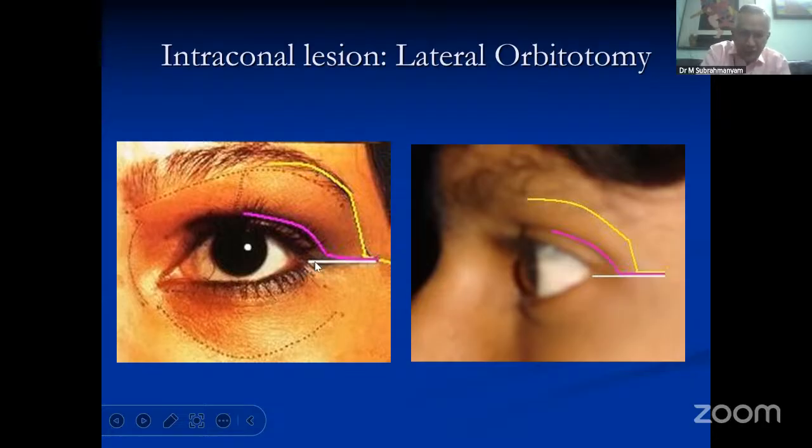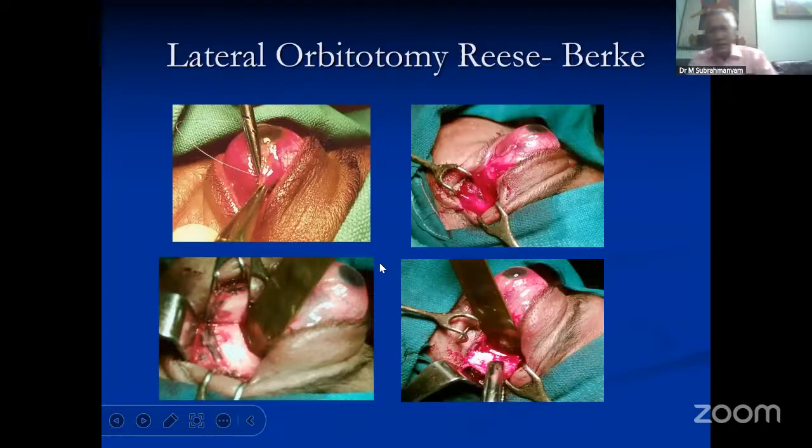The third is Reisberg's incision, which is my favorite incision. In Reese-Berg incision, you split the lateral canthus, go a vertical, horizontal incision along the crow's feet for about 4 to 5 centimeters. Then you go ahead to the bone. So we'll go to the procedures.